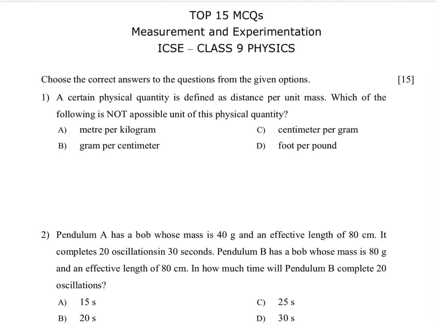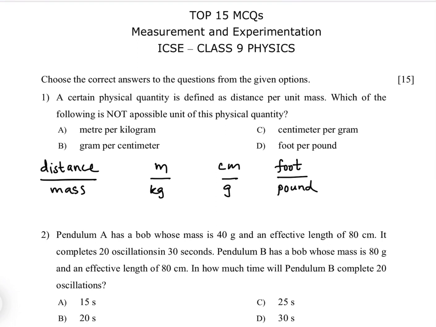A certain physical quantity is defined as distance per unit mass. Which of the following is not possible unit of the physical quantity? So the quantity is distance per unit mass. Now distance can be measured in meter, centimeter or foot, and mass can be measured in kilogram or gram or pound. So if you look at the options, option B, that is gram per centimeter, is not possible unit.